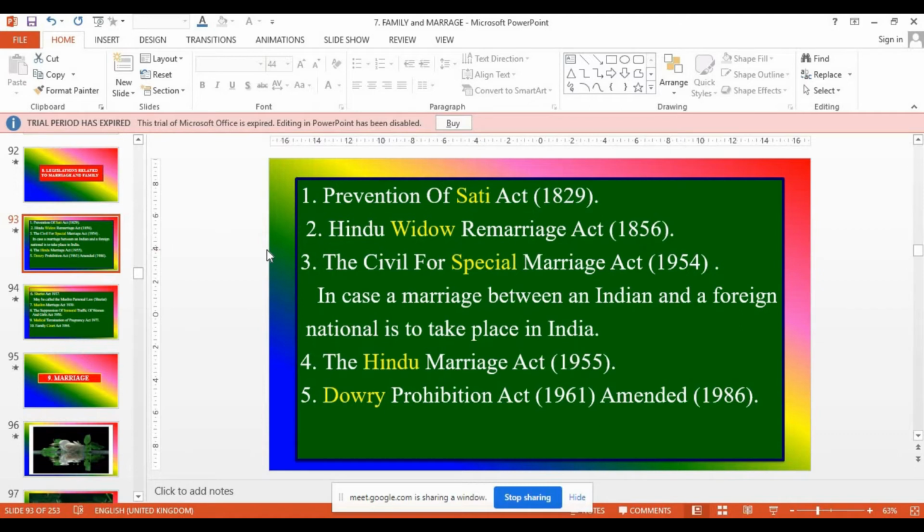Allowed to remarry in Hindu families. Third one, Civil or Special Marriage Act, 1951.